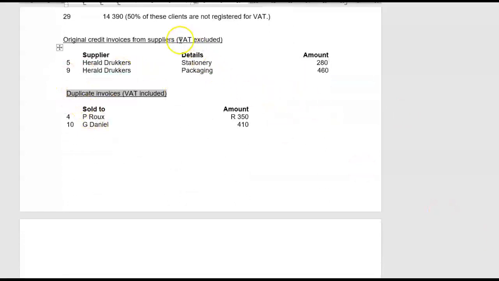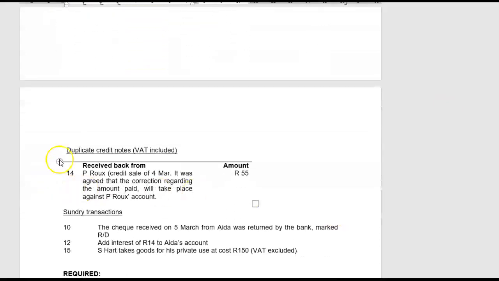And then also look here. Here they give me VAT excluded. There they give me VAT included. So be very wide awake. What are you working with? Duplicate credit notes. Now, if it's a duplicate credit note, it means that we've issued a credit note, so it's debtors allowances journal. And then we have our sundry transactions.